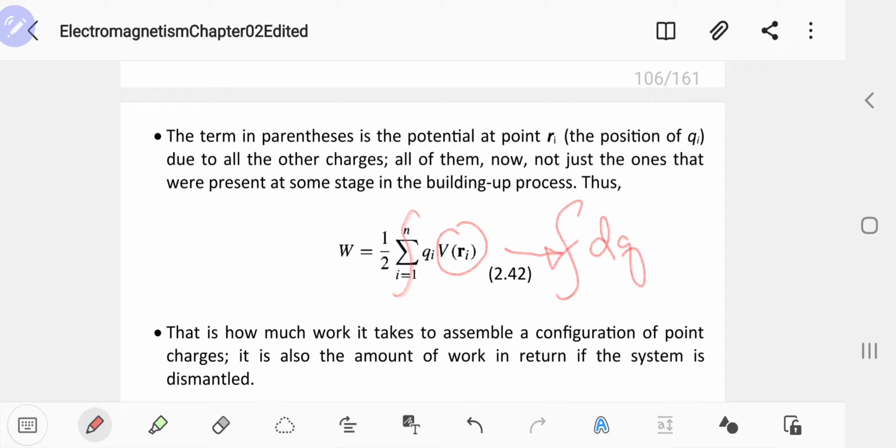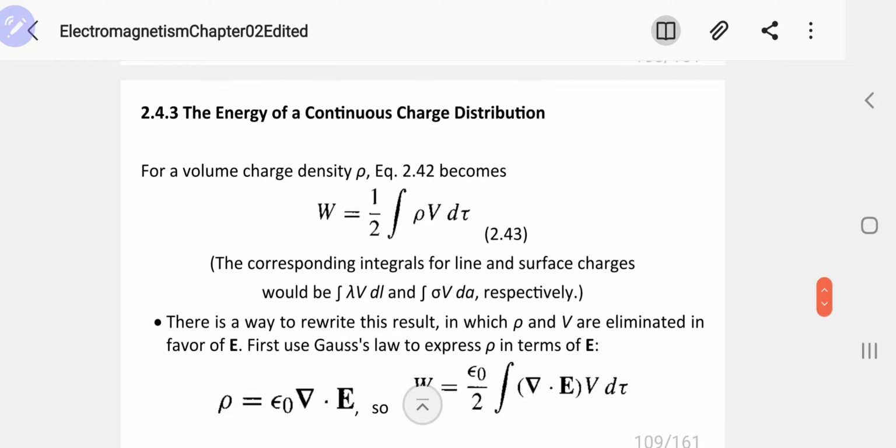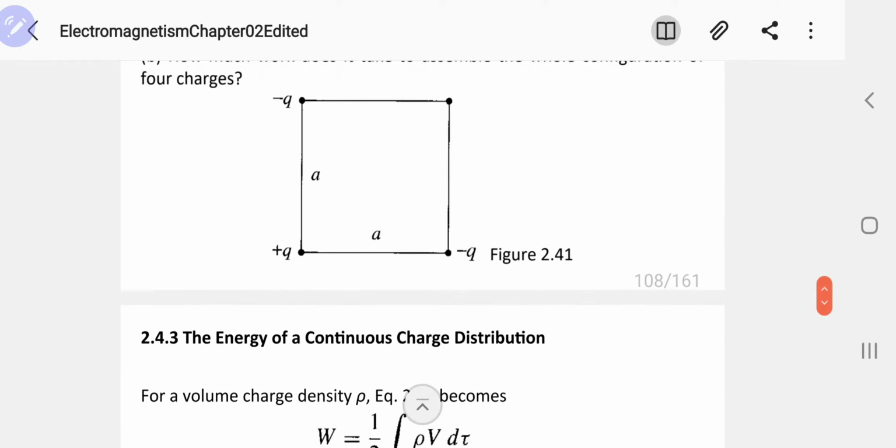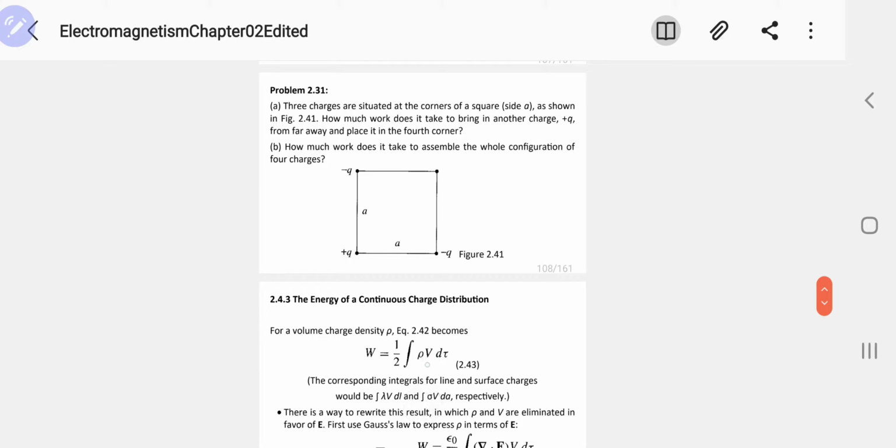So what happens is that if you have a charge distribution, dq will just be equal, for a volume charge distribution, rho d tau, or dq will just be sigma dA, or dq will just be, for a linear distribution, lambda dl. So for that, you will have in general, for a volume charge distribution, 1/2 rho. The rho d tau here is your integral dq. Integral rho d tau is integral dq.